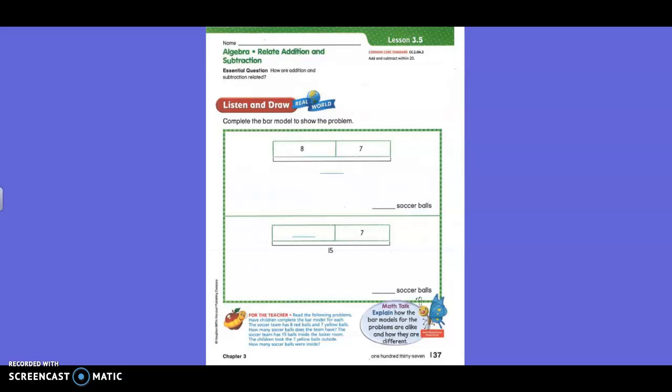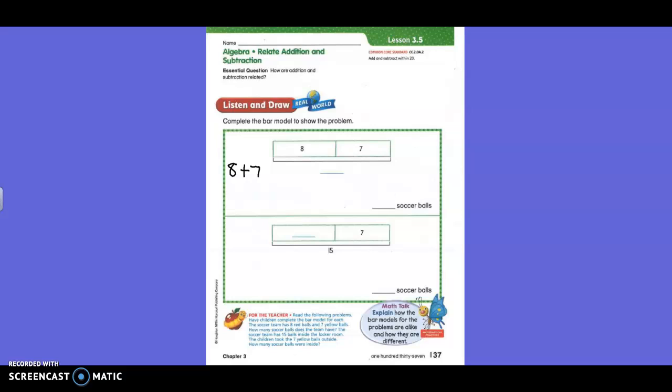Okay, we have 8 and 7, okay? Let me see if there's a story problem. The soccer team has 8 red balls and 7 yellow balls. How many soccer balls does the team have? So we're finding the answer, okay? We have 8 plus 7 here. 8 plus 7.